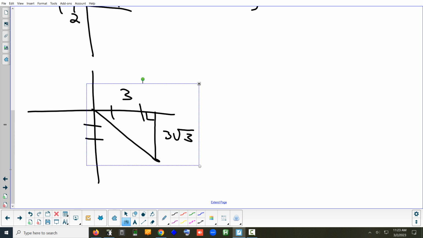What's 3 squared? 9. And what's 3 square root of 3 squared? Is it just 6? It's 9? No, this is 9 when you square it. It'd be 9 times 3, which is 27.